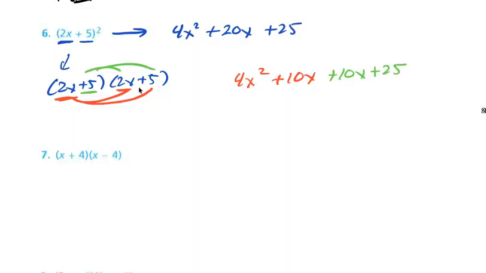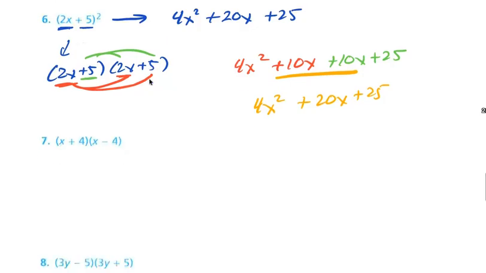A lot of people call this FOIL. I hate FOIL. It's just distribution. We don't need a fancy name for it. You just distribute this guy to all of them, this guy to all of them. And FOIL doesn't work once you get past two binomials. Anyway, that's my personal hill to die on. Anyway, as I said, like terms, and you get 4x squared plus 20x plus 25.